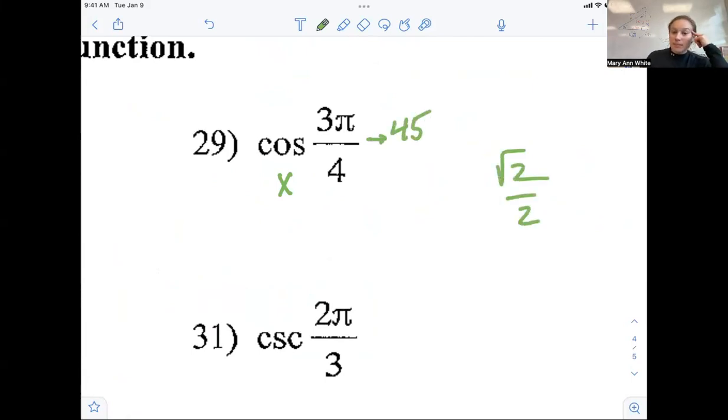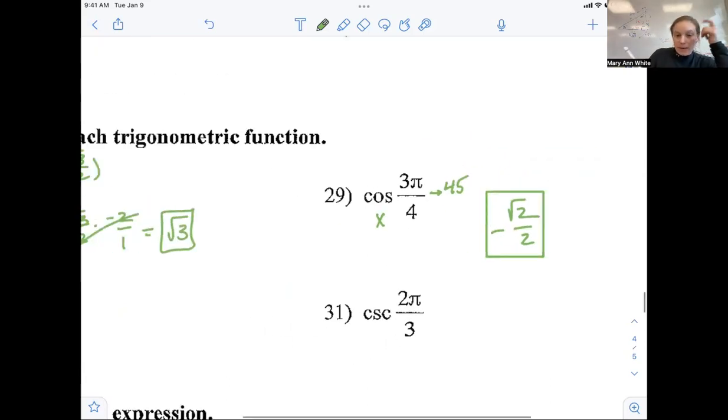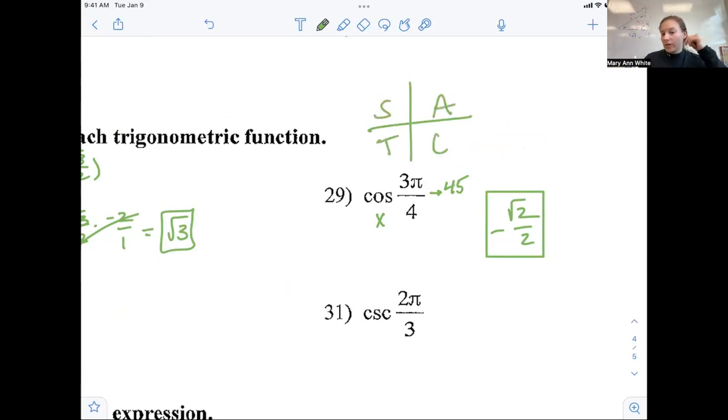My question, though, is it positive or negative? I'm in the second quadrant. That's going to be negative. And actually, I didn't do this yet, and maybe I should go do it at the top of the paper. But one thing I would do is write "All Students Take Calculus," and that does help you know where things are positive, where things are negative.